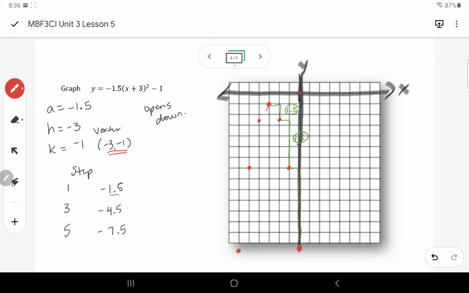And then I'm connecting the dots with arrows at the end. That's good communication marks. And then write your equation beside your graph. Again, especially if you have two graphs on the same piece of graph paper on the same axis, you need to show me which one is which.